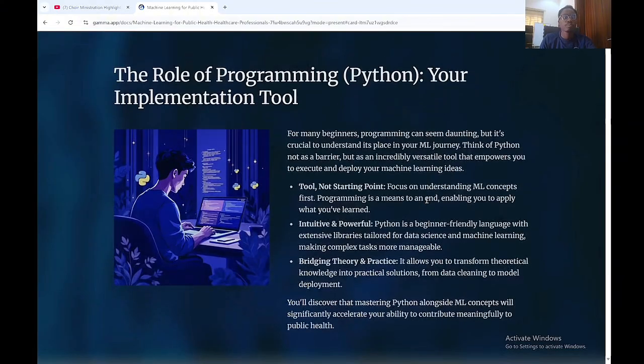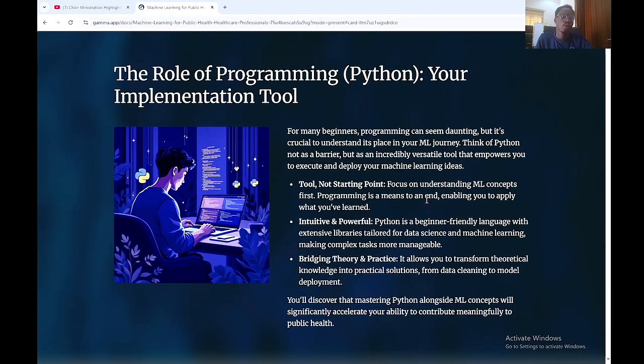Now, we're going to look at some of the rules of programming, Python, particularly in your implementation tool. Many a time, this is something most beginners battle with. For beginners, programming can seem daunting. It's usually challenging to get started with it. But I would let you know that it's crucial for you to understand its place in your machine learning journey.